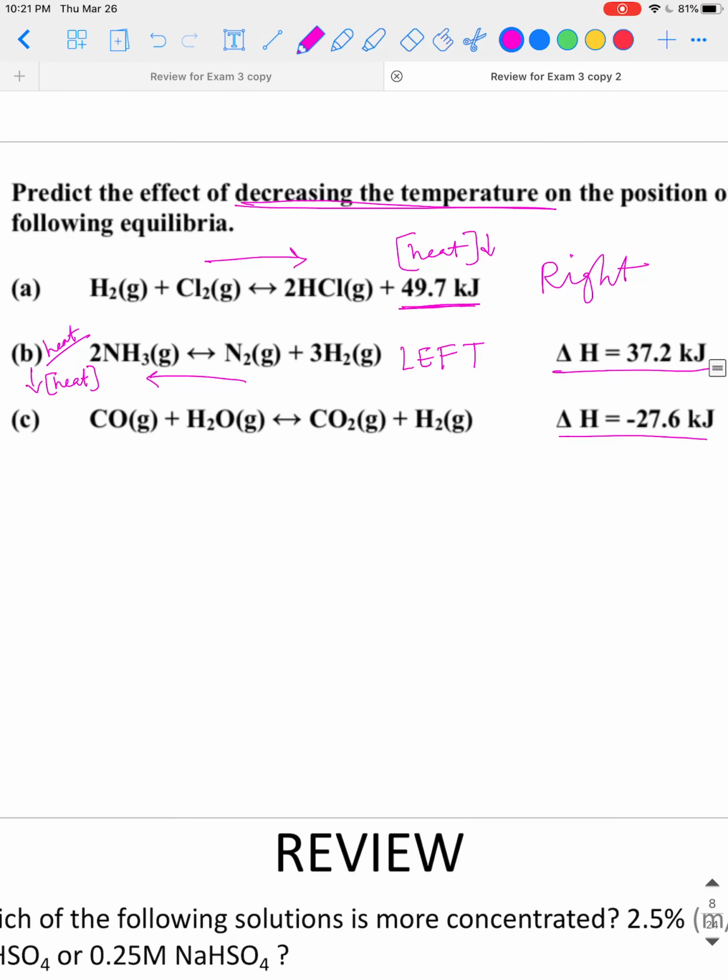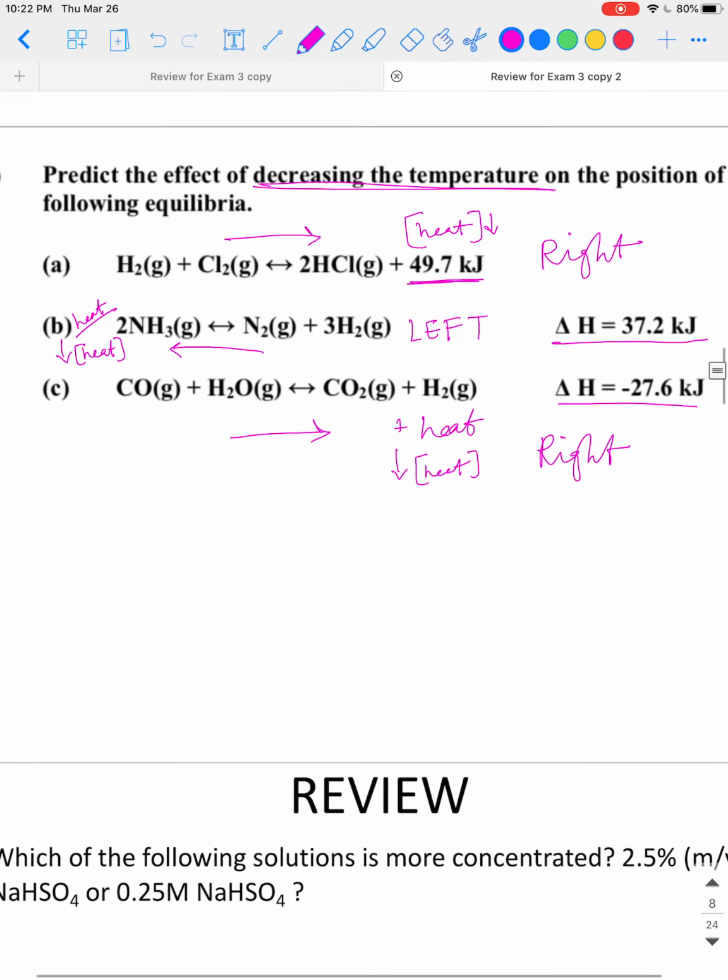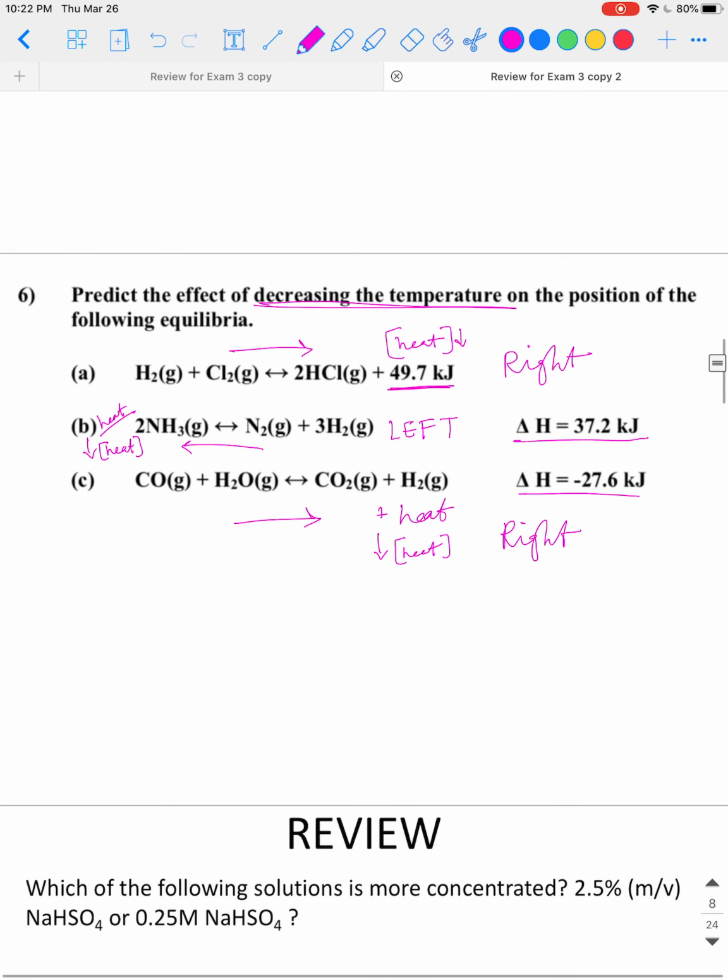Lastly, delta H is negative. What that wants you to infer is that this is an exothermic reaction, which means that heat, or the energy term, is a product. So it'd be CO2 plus hydrogen plus heat. Those are our products. Now if we decrease temperature, it's like we're decreasing the concentration of a product, which matches our scenario in A. Equilibrium would shift to the right to replace the thing we take away, which in this case is the product heat. And that's it for this problem.